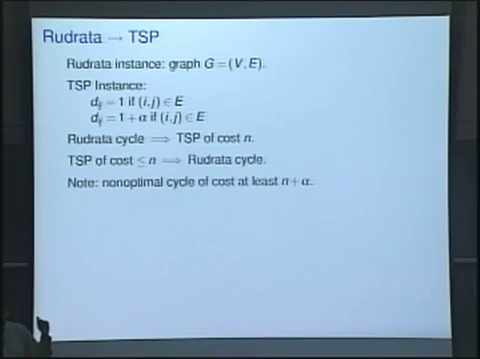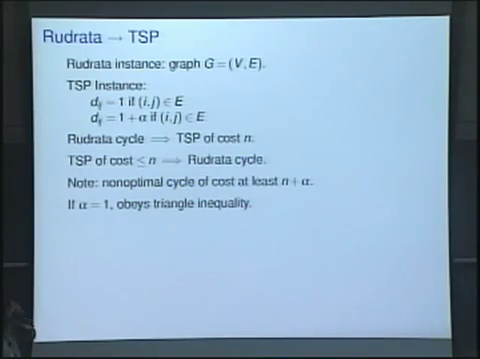So one thing you notice about this reduction is that any non-optimal cycle has cost at least n plus alpha. It has to use at least one edge that's not in the original graph. So if alpha equals 1, then there's something interesting about this reduction. There are two kinds of traveling salesmen: some are really fine, nice, reasonable people, and there are some that can never go back to the same town they've been to before. Those people are not such pleasant characters. Maybe they're snake oil salesmen.